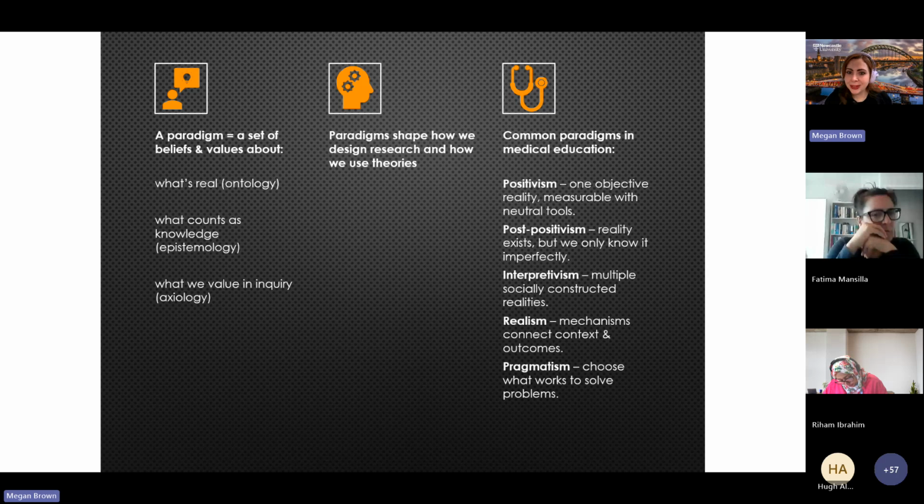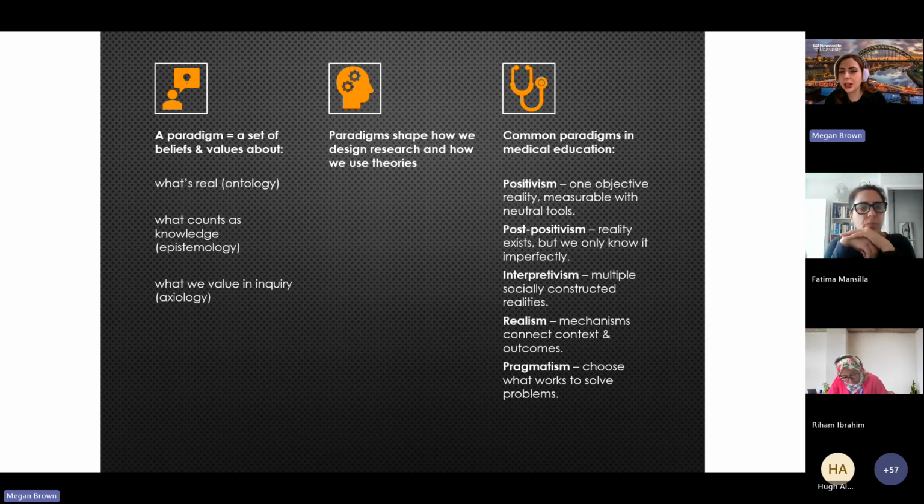So paradigms are that set of beliefs and values about how we see the world, but there's various building blocks. There's different things that go into creating that lens that we've got in our glasses that's informing how we see things. There are ideas about what's real, what can we therefore know about, and what we value in inquiry. And you'll see these terms being thrown around: ontology, about what's real; knowledge base, about what counts as knowledge, is sometimes known as epistemology. And what we value in inquiry is talked about as axiology. And I'll go through those on a slightly later slide in more depth.